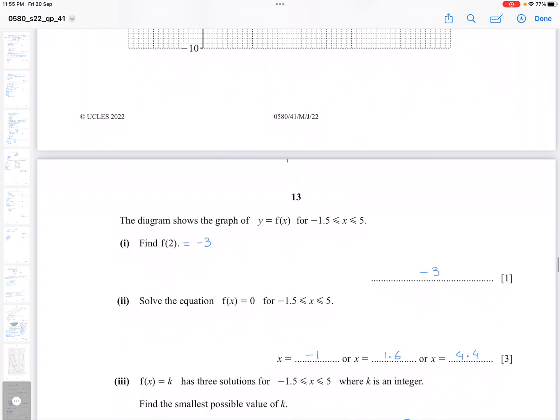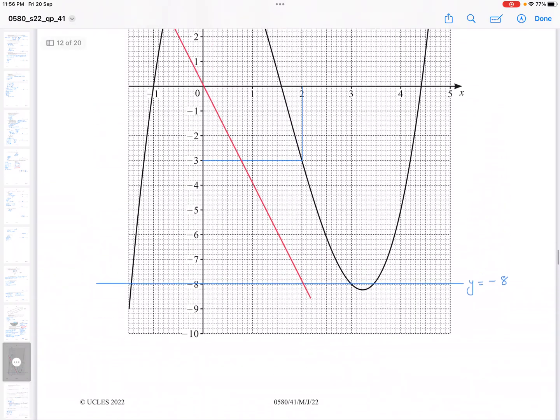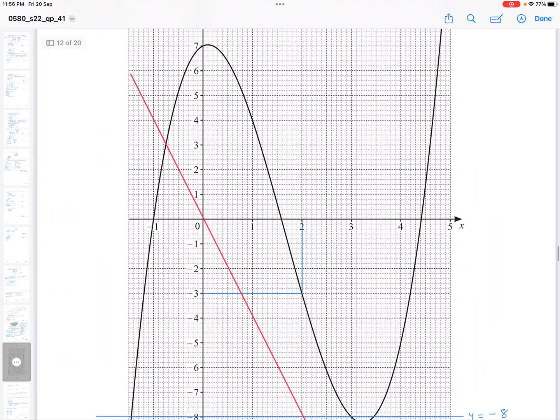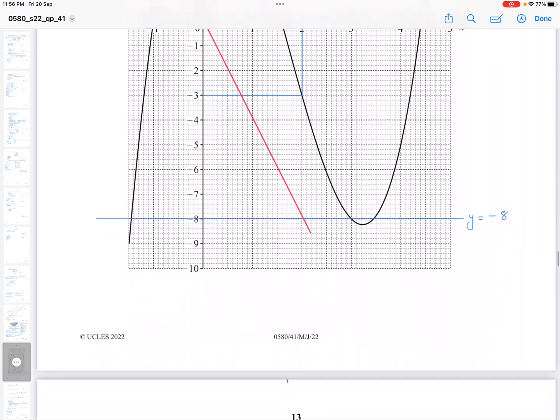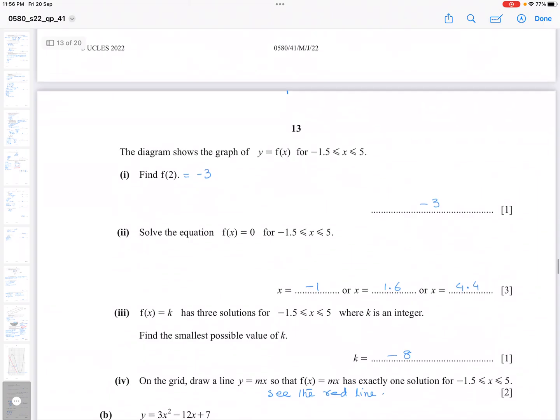Solve the equation f of x is equal to 0. So you have to check at how many points this graph is crossing the x-axis: at -1, at 1.6, and at 4.4. So x is equal to -1, x is equal to 1.6 and x is equal to 4.4.